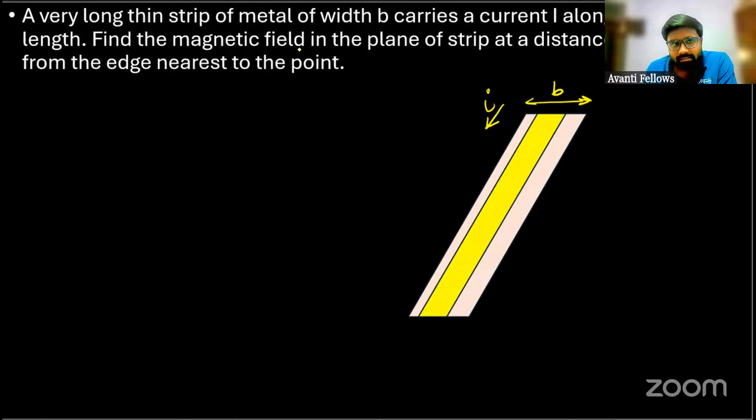So we have to find the magnetic field in the plane of the strip, इसी plane में, and at a distance from the edge nearest to the point. यहाँ से we consider a point here. Let's say this is the point P where we want to calculate, which is nearest. ठीक है, nearest the edge.